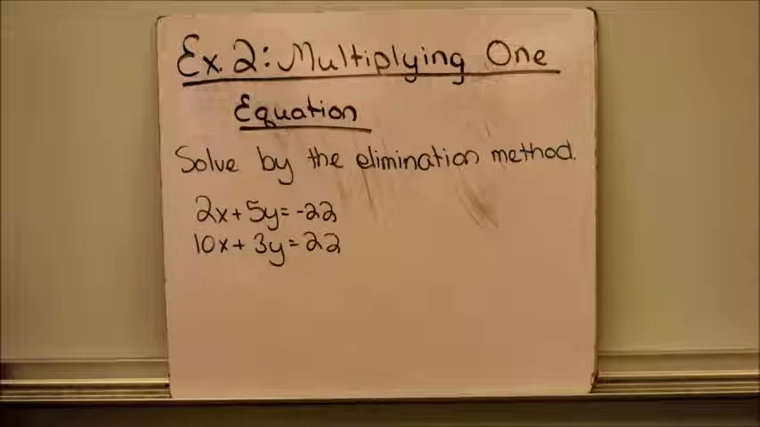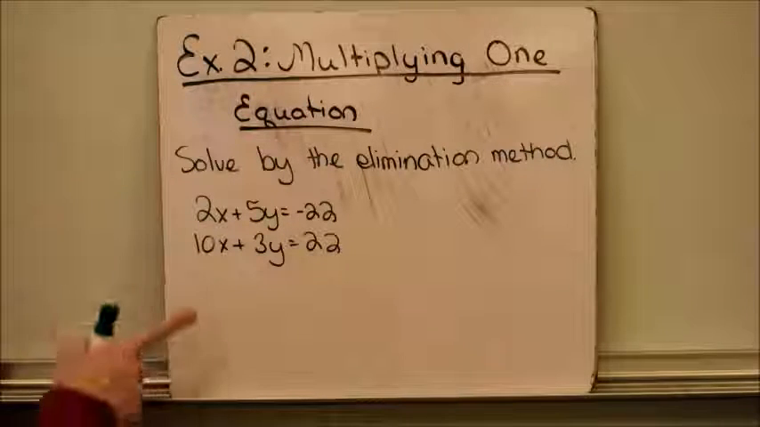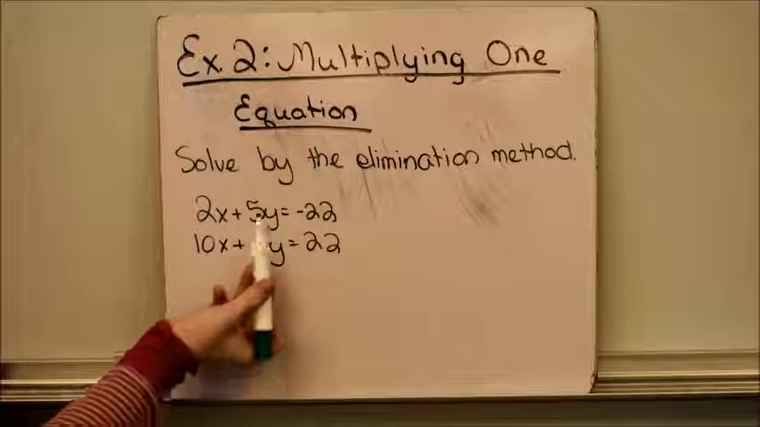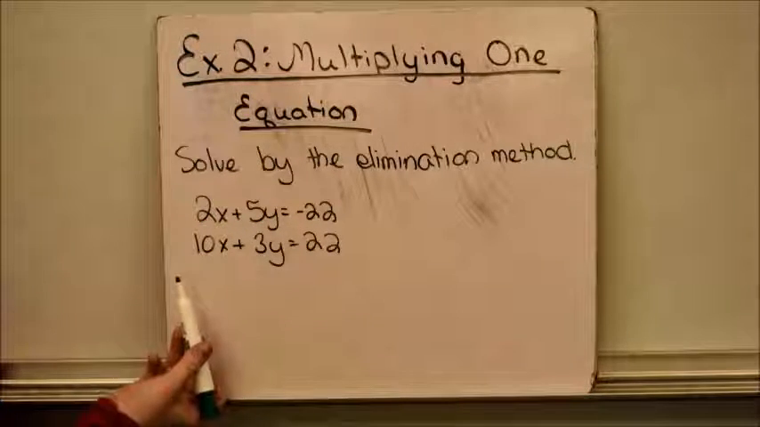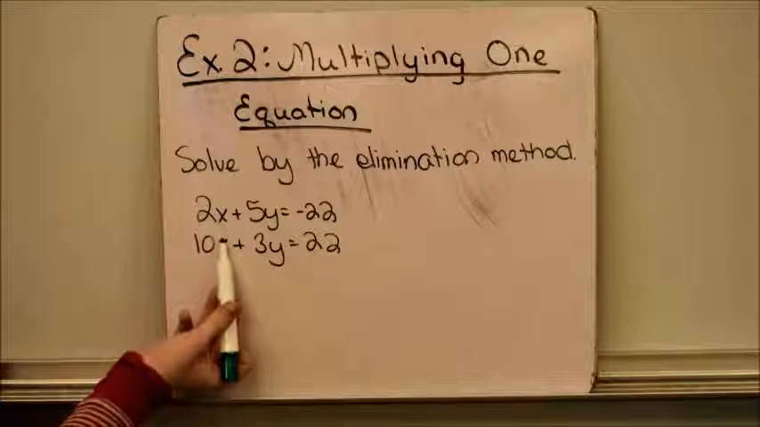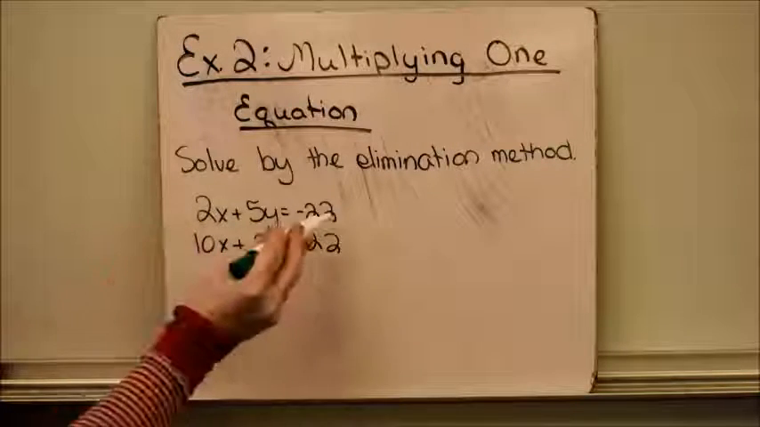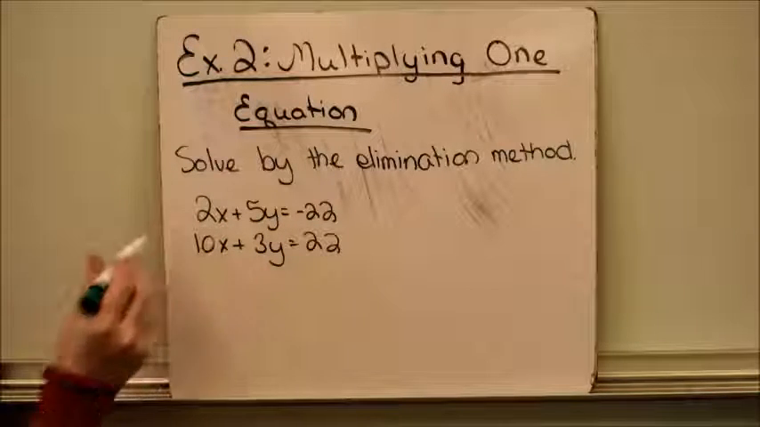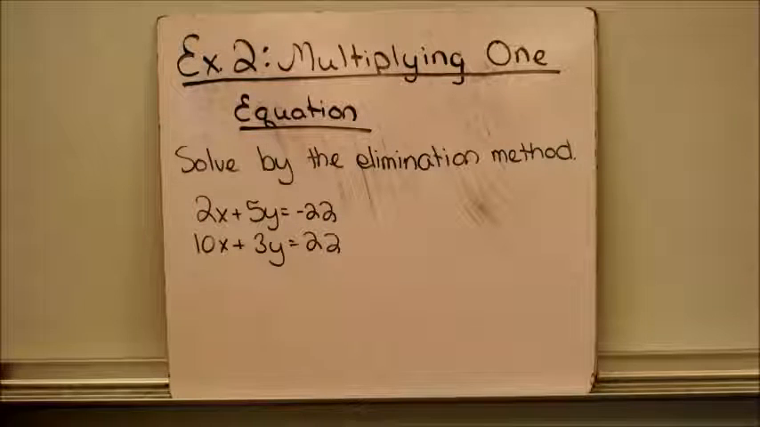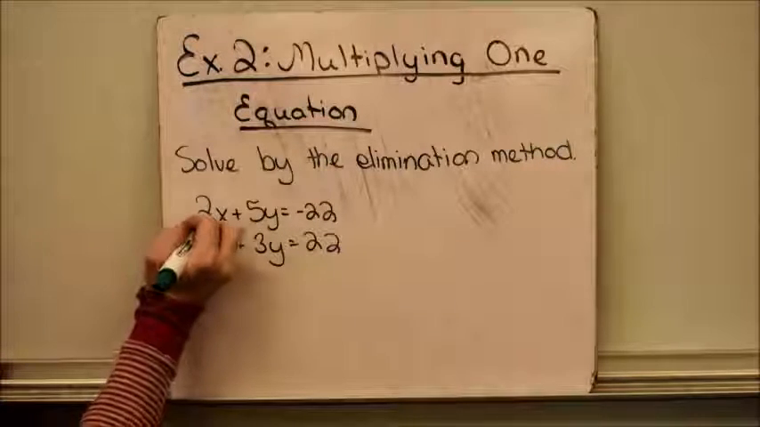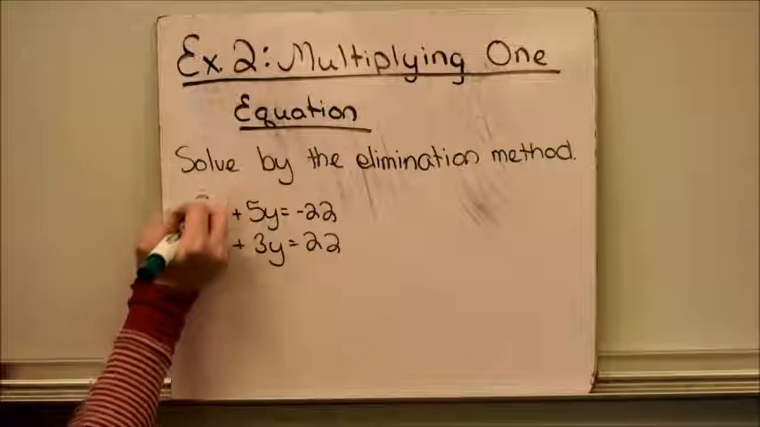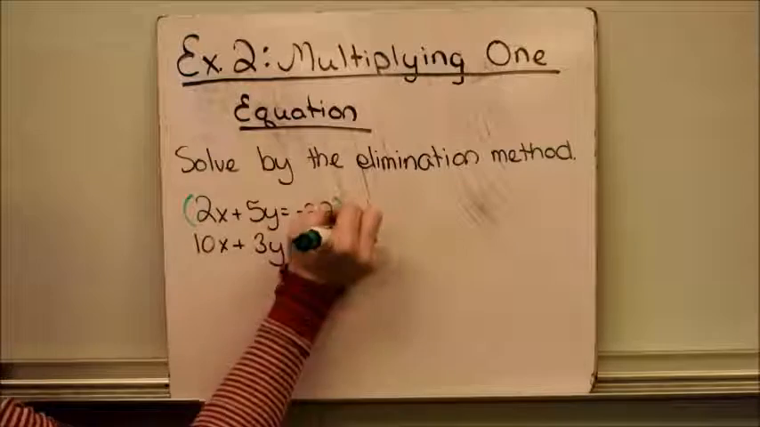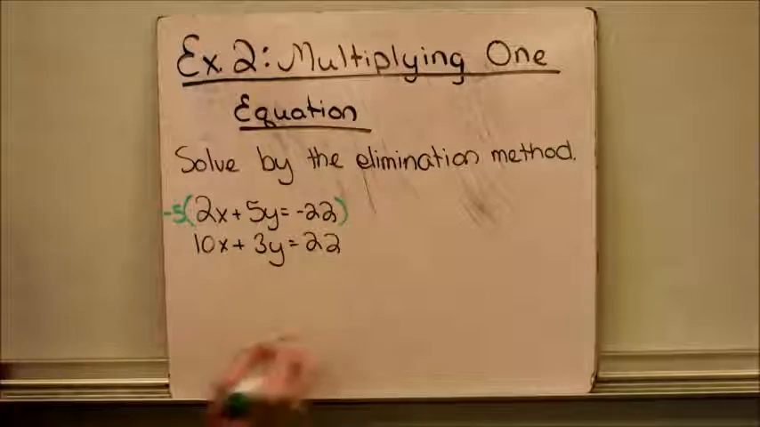So I'm going to choose to cancel out x, and you can choose either one, it doesn't really matter. I'm going to multiply this whole top equation by -5, because 2 times 5 is 10, and then I can get them to cancel out. If this is positive, the opposite to make it 0 is negative. So we're going to multiply this whole equation by -5.